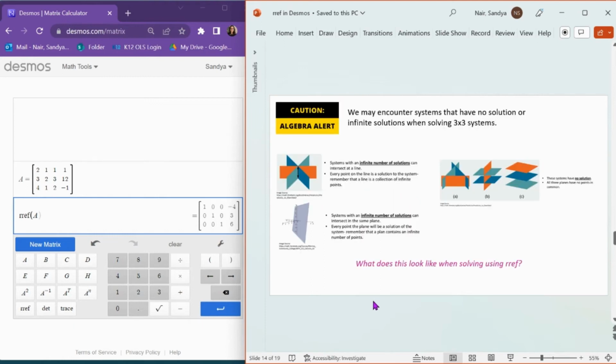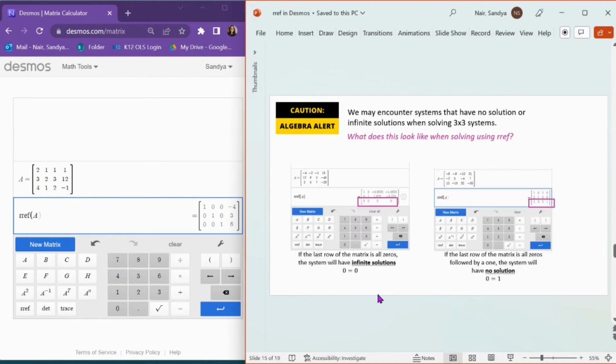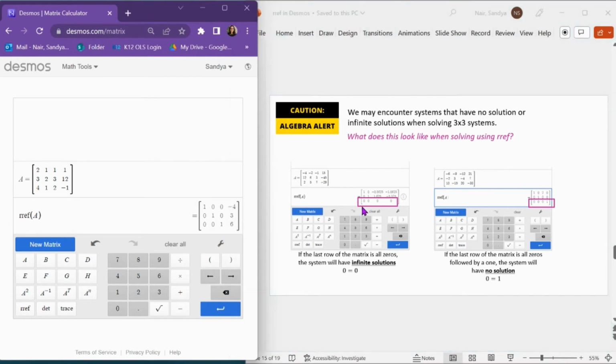So remember, sometimes we encounter systems that have no solution or infinite solutions when we're solving 3 by 3 systems. So what does this look like when we're solving using reduced row echelon form? Well, when you find your answer, you're going to see something unusual in the last row of the matrix. So for example, you can see in this matrix here, my last row is all zeros. So this is like the situation where we have 0 equals 0. And remember, we said that's infinite solutions, right? Because 0 equals 0 is always true. So this is an example of a system that'll have infinite solutions. The last row will be all zeros.